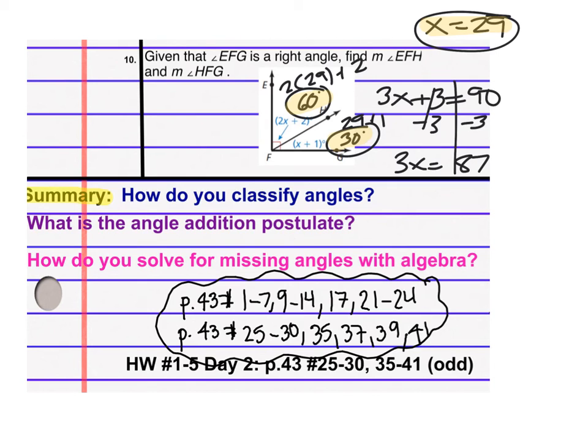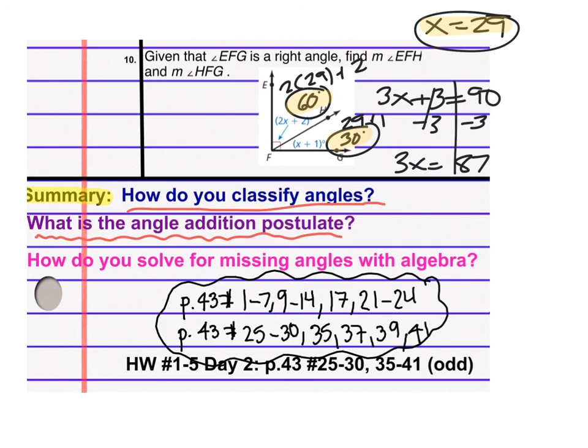Okay, for the summary, you're going to answer in complete sentences. How do you classify angles? So you should be mentioning in your answer acute, right, obtuse, and straight. Okay, those 4 types of angles. What is the second part of the summary? What is the angle addition postulate? What is that basically saying? Something about how 2 smaller angles add up to 1 larger angle.